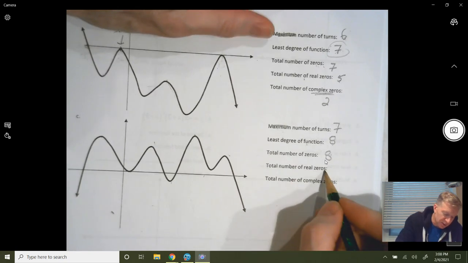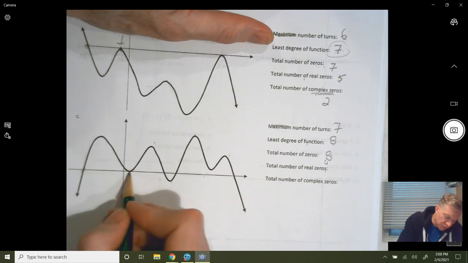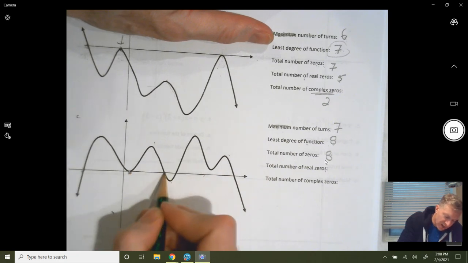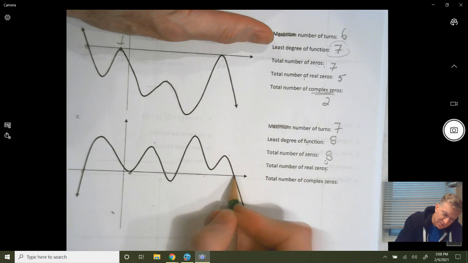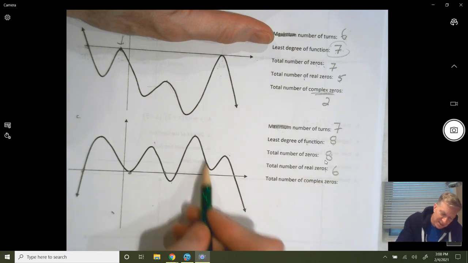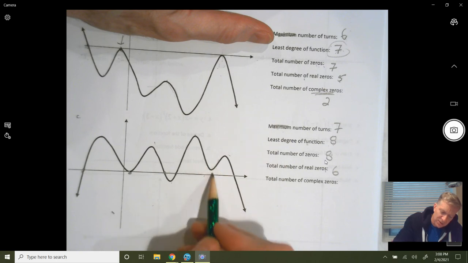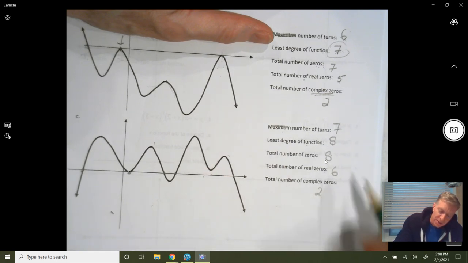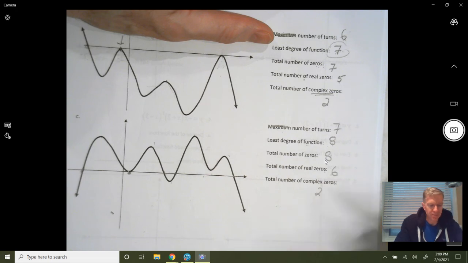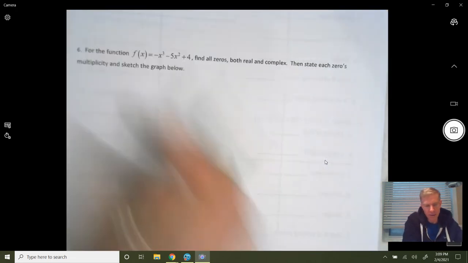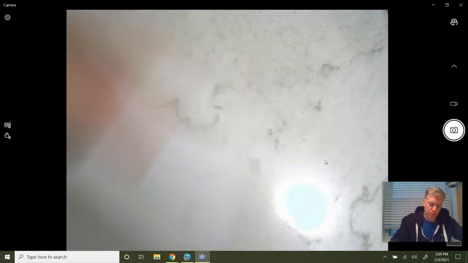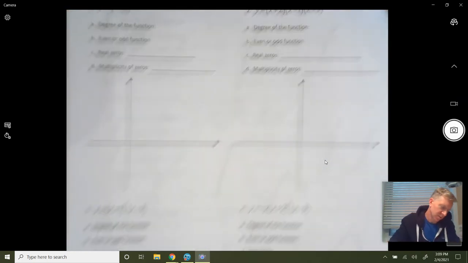Total real zeros, let's count them. 1 is the double, 2, 3, 4, 5, 6. So 6, and you can see this dip here that almost wants to touch the axis but didn't quite make it. That looks like your 2 imaginary zeros. So 8 total, 6 real, which means 2 have to be imaginary. Okay, let's go to the last page.